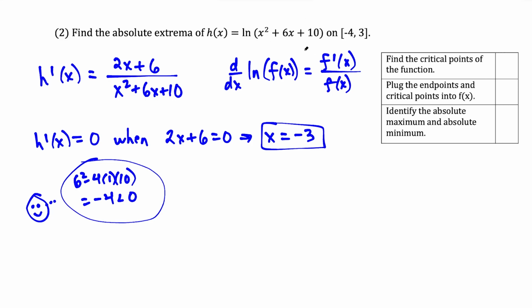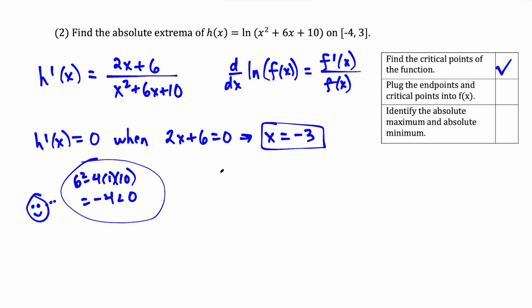So I know that this quadratic is always positive because let's say I were to plug in something like 0, I would have natural log of just 10 here. So I know the inside, once again, is always going to be positive. So I don't have to worry about the denominator being 0 here. So now this is our only critical point.